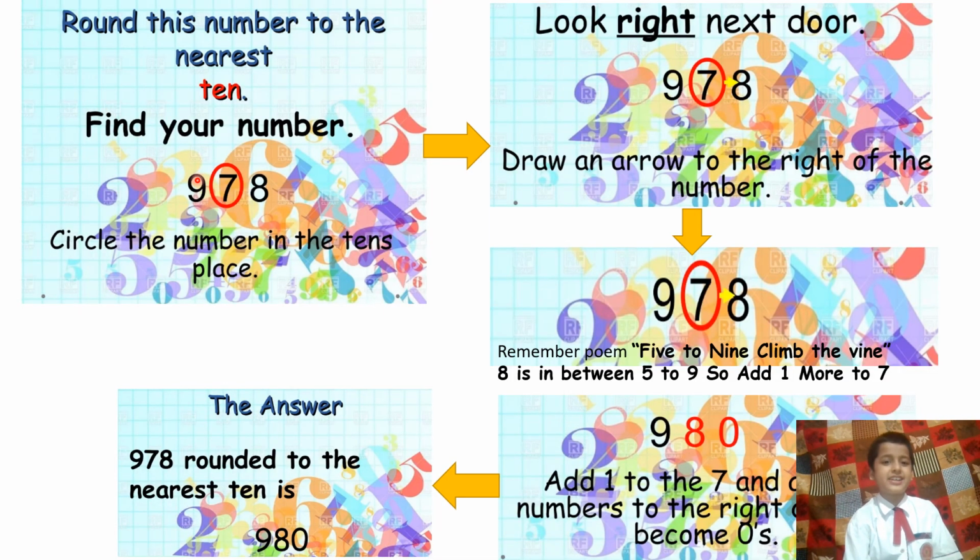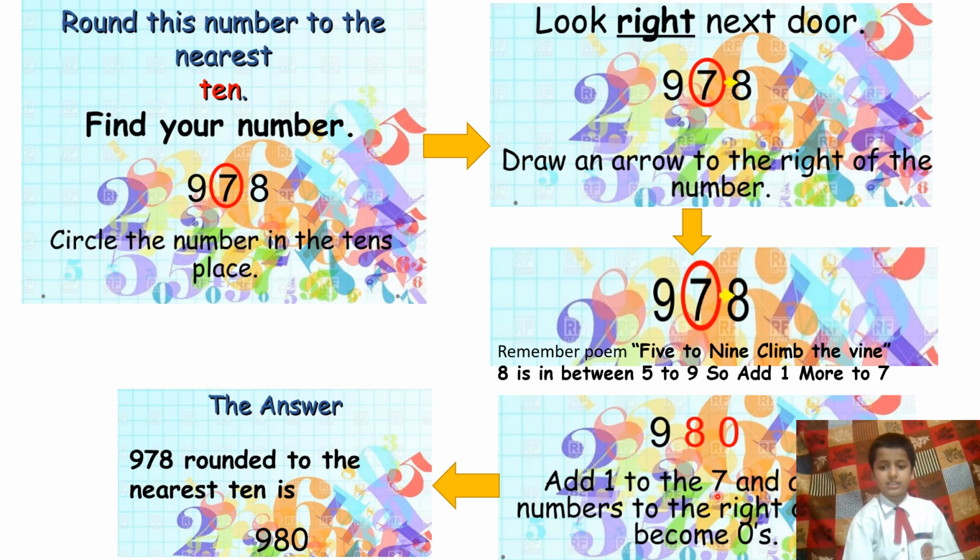Round 978 to the nearest 10. Circle the number in the tens place. Which number is in the tens place? It is 7. Look right next door of 7. That is 8. Remember the poem. 5 to 9, climb the vine. 8 is in between 5 to 9, so add 1 more to 7.